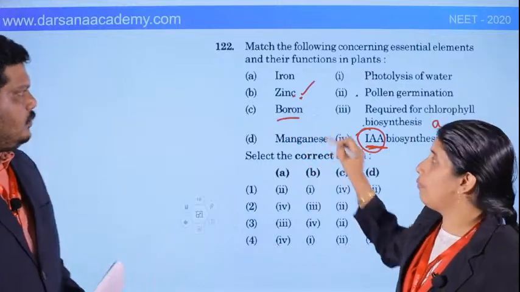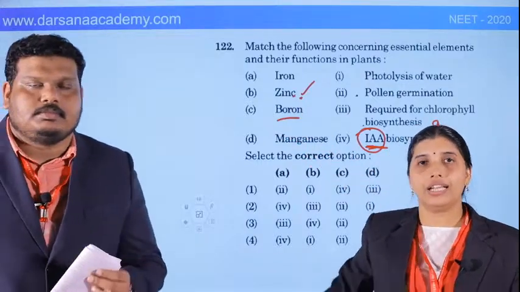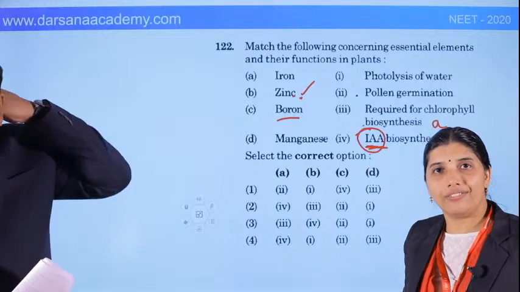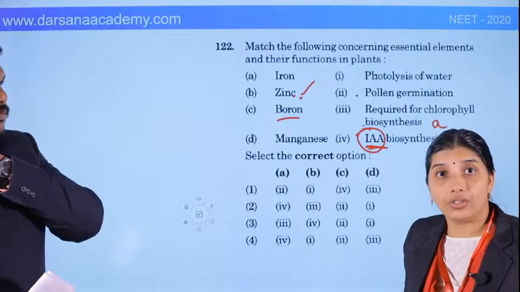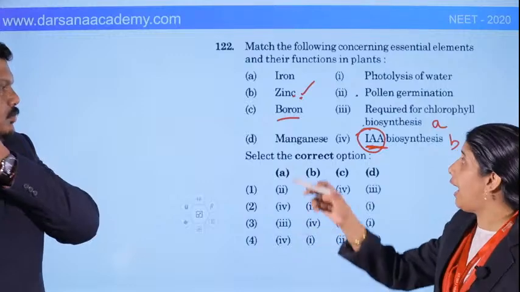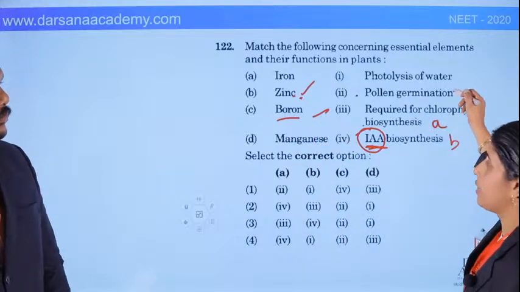And what about boron? Boron function is very important. Pollen germination, cell elongation, cell differentiation, membrane functioning, uptake and utilization of calcium. We know that about boron. And what about this boron? That is pollen germination. Very important.